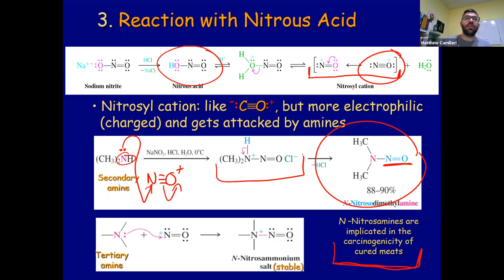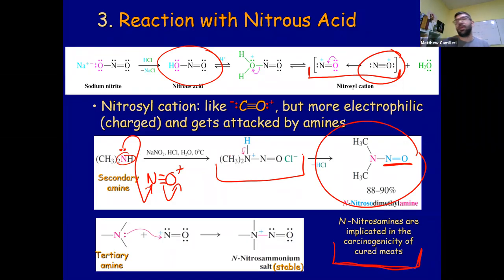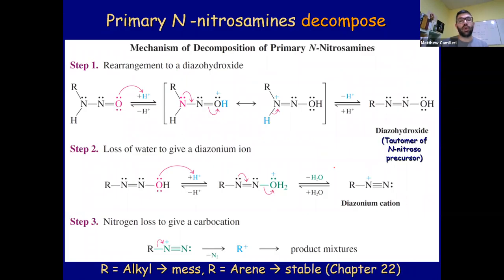Okay, and once that happens, then you can see whether you have primary, secondary, or tertiary. Secondary, you lose a proton and form a nitrosodialkylamine. Tertiary, you form the nitroso quaternary salt. And in primary, you have the full decomposition.